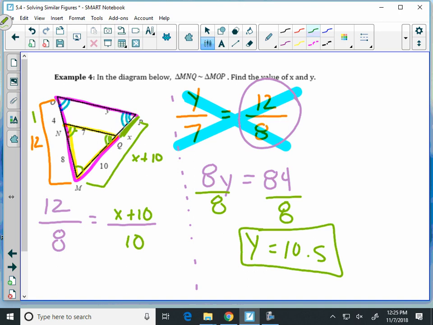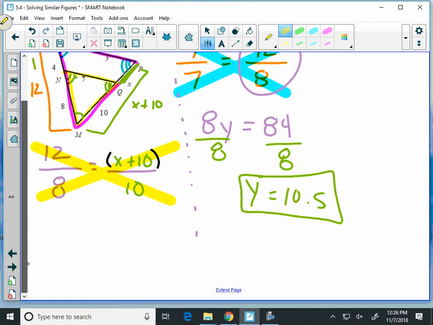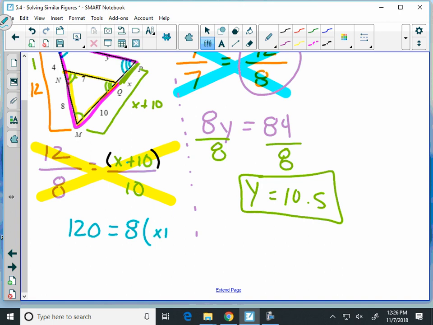So what's really important? What do we need to write around x plus 10? We have to cross multiply. We have a binomial. What do we need to write around this? Parentheses. Helps organize your work. And then we just cross multiply. When we do so, what's 12 times 10? 120. And again, we're taking 8, and we're multiplying this entire parenthesis by 8. And then we solve. What do we have to do with that 8 when we solve? Distribute it.